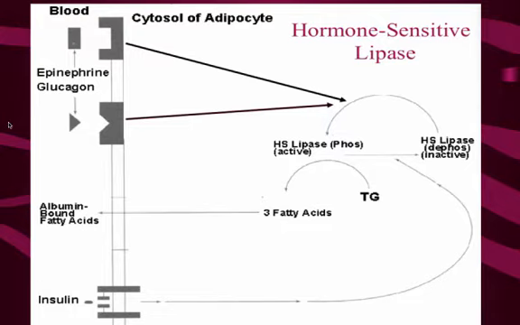So let's say this is an adipocyte. So we're looking inside the cell. In the blood, here's epinephrine. Remember, epinephrine is a hormone. It has to have a receptor. So fat cells have receptors for epinephrine, which is good. That means when we exercise and epinephrine goes up, it can activate hormone-sensitive lipase in fat cells.